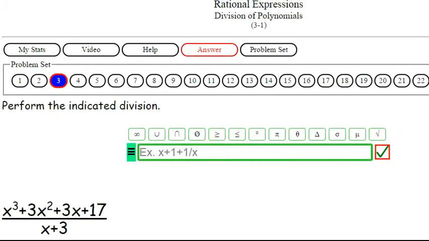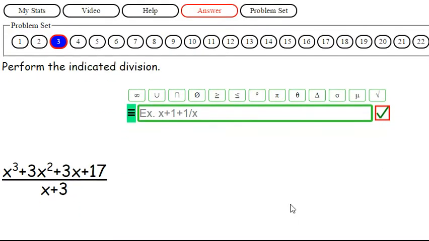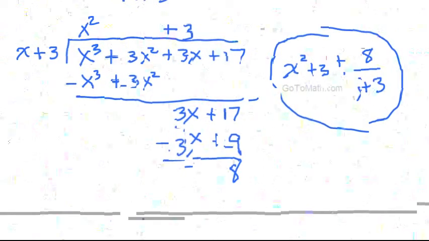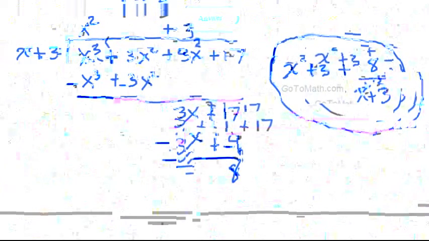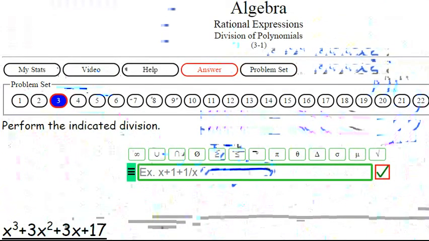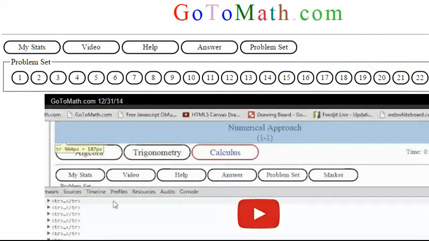Whew, it's kind of exhausting, really, to say the least. X squared plus 3 and 8 over x plus 3. Just making sure. Okay, there it is. Alright, so we're over here at gotomath.com, getting it worked out. See you in the next problem.